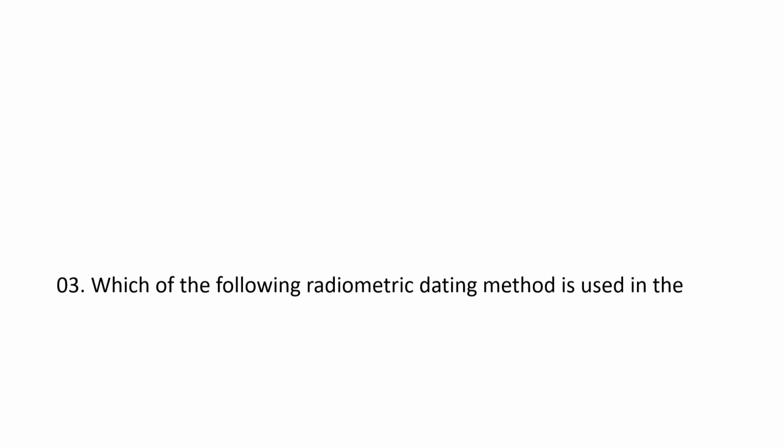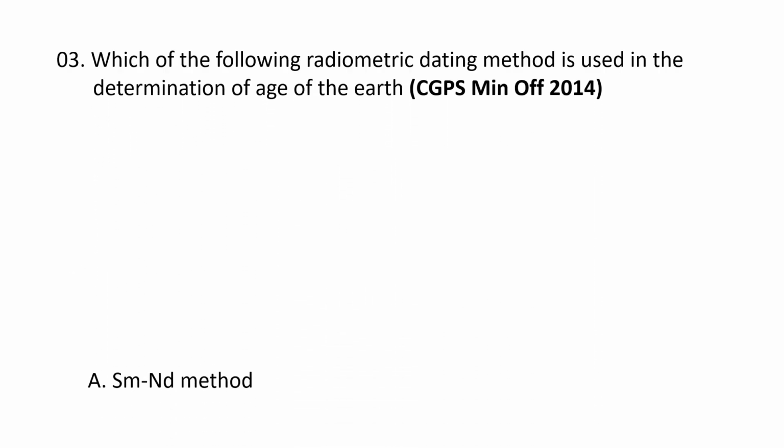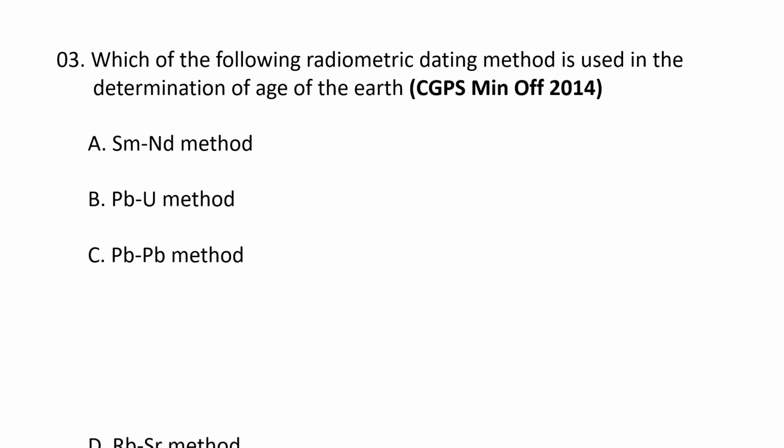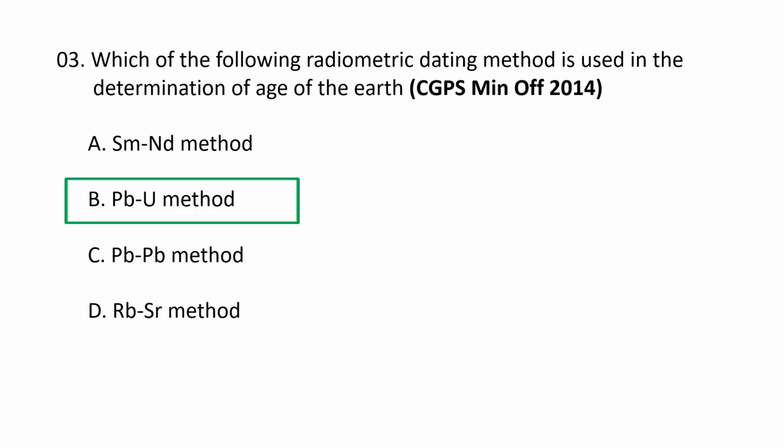Next question. Which of the following radiometric dating methods is used in the determination of the age of the Earth? A. Samarium neodymium method, B. Lead uranium method, C. Lead method, and D. Rubidium strontium method. The correct option is B, that is lead uranium method.